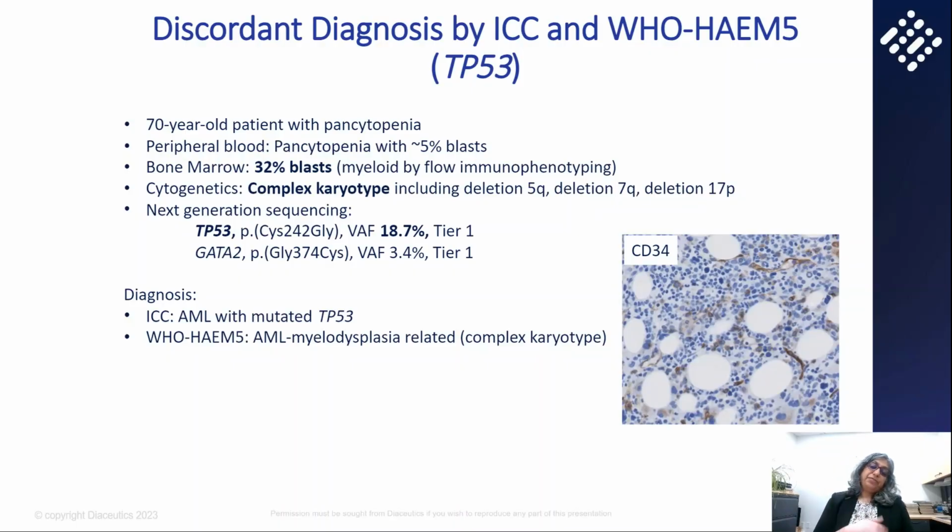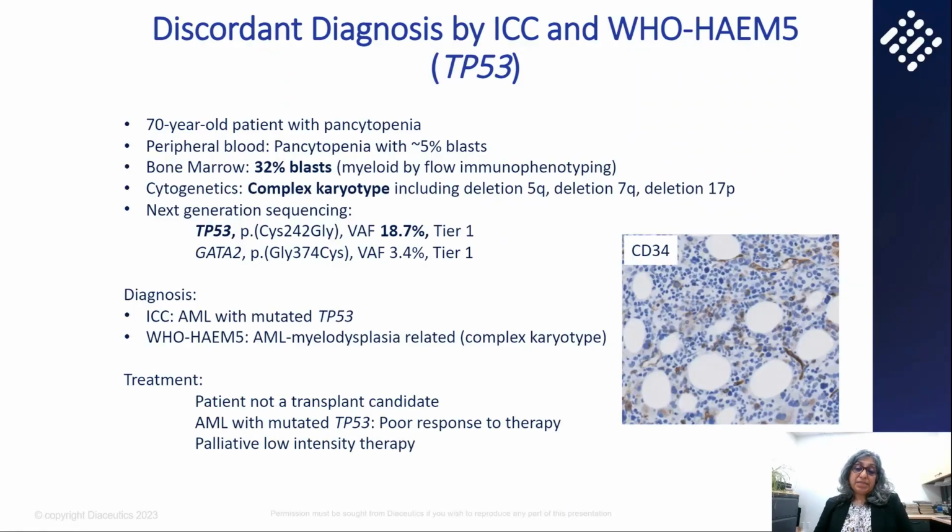Well, if you remember in the previous slide, I had mentioned AML myelodysplasia related, they are eligible for certain treatment, like with CPX 351. AML with mutated TP53 usually does not respond to that therapy. And if you just look at the diagnostic line alone as AML myelodysplasia related, it really does not convey the resistance to therapy, which AML with mutated TP53 would.